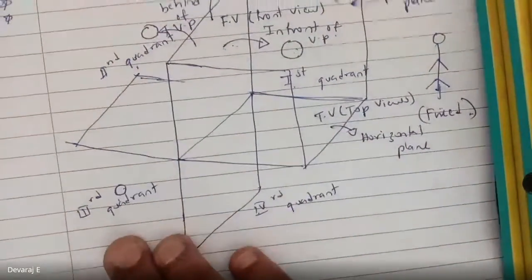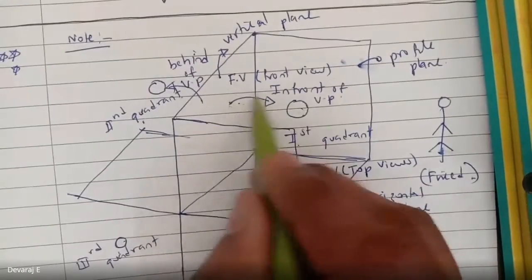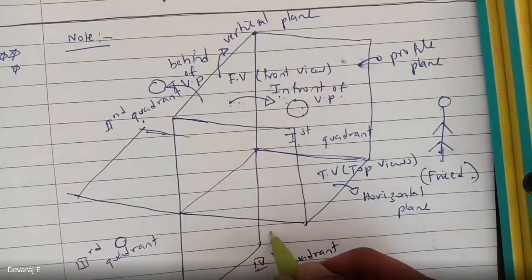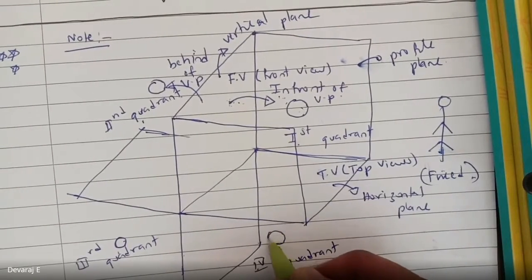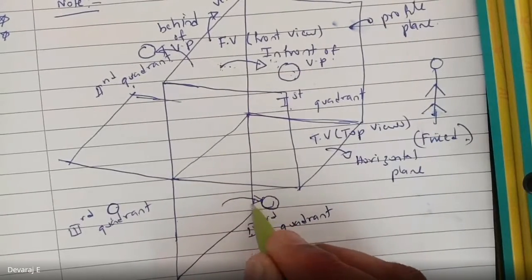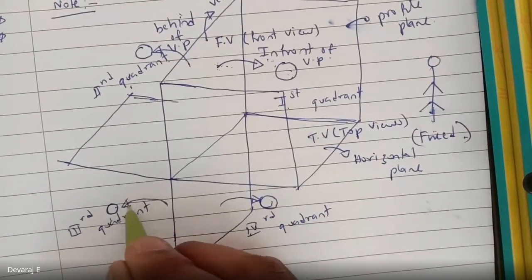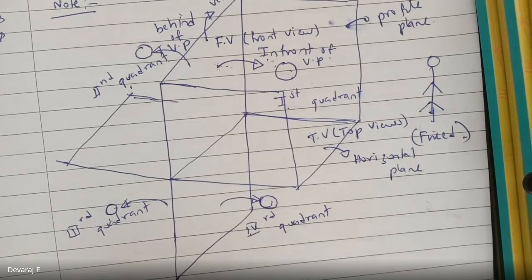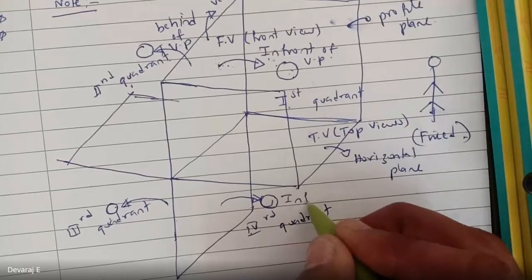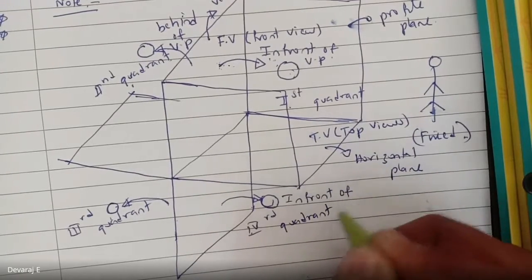So everyone is clear with this? This is in front of VP, with respect to the first quadrant and the fourth quadrant. Here in the fourth quadrant also, the ball is here, so these are called in front of VP. Everyone is clear? Yes, sir. I'm telling you a number of times: in front of the vertical plane.